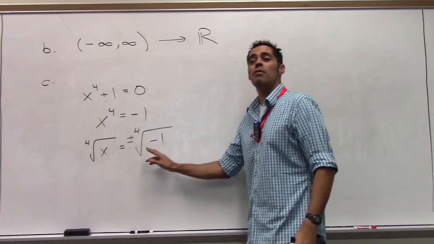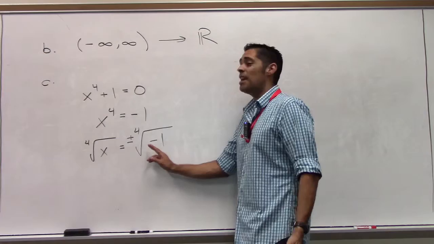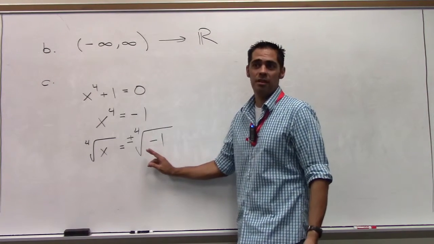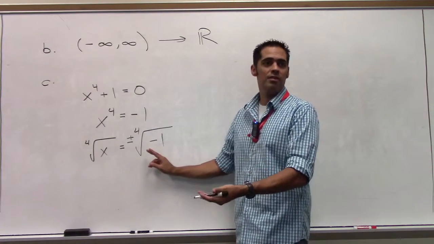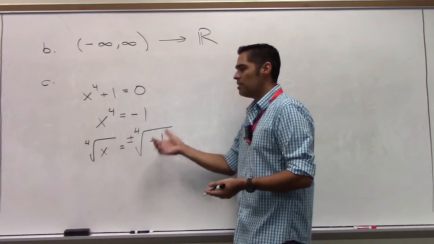What's the square root of a negative number? It's imaginary. Well, same with fourth root. Fourth root is also imaginary. And sixth root is also imaginary. It's impossible to raise something to the fourth power and get a negative number. So this is an imaginary number.